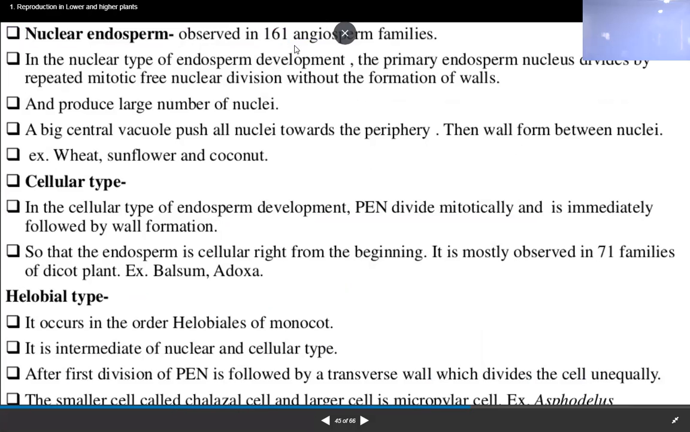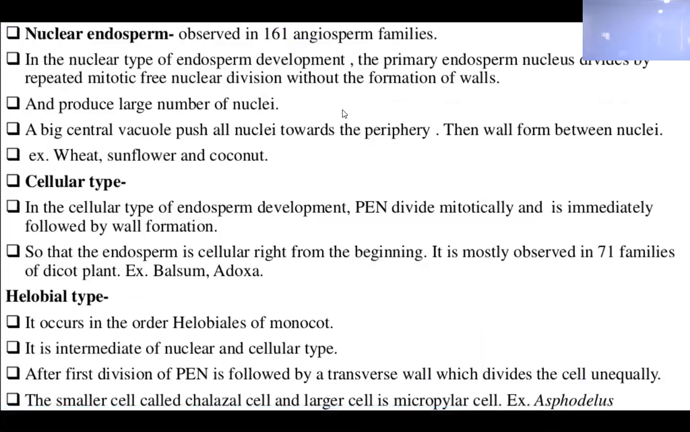It is observed in 161 angiosperm families. In the nuclear type of endosperm development, the primary endosperm nucleus divides by repeated mitotic free-nuclear division without the formation of wall and produces a large number of nuclei. A big central vacuole is also there, which pushes all nuclei towards the periphery. Then wall forms between nuclei. For example, wheat, sunflower, and coconut.